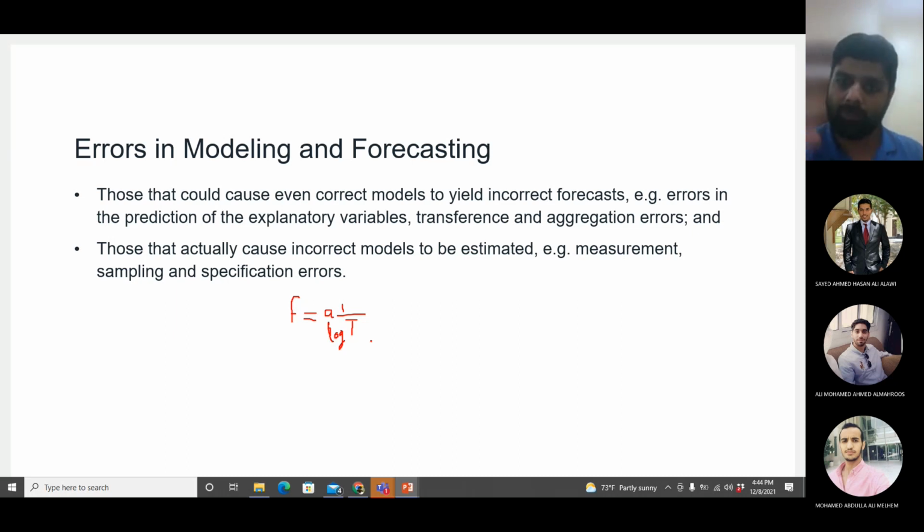You as a human being, you as the planner, you are the expert. So the expert has to decide which variables to put in and which variables not to put in.